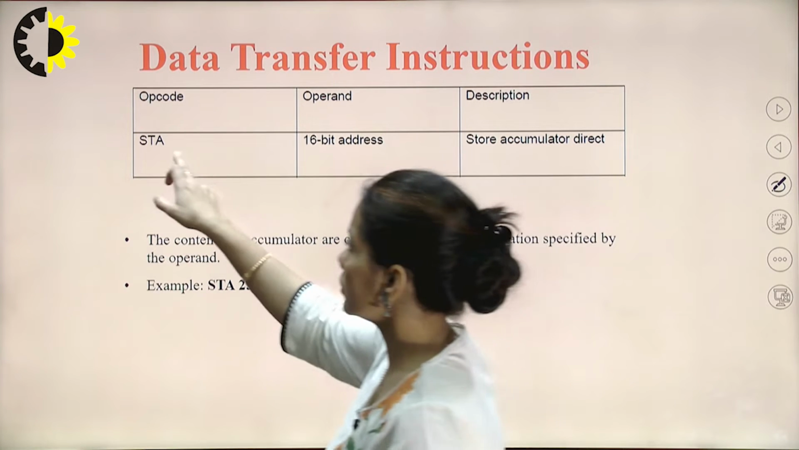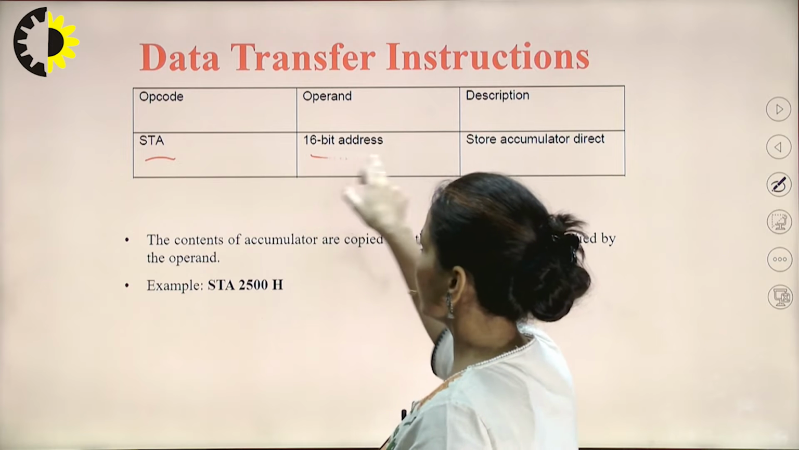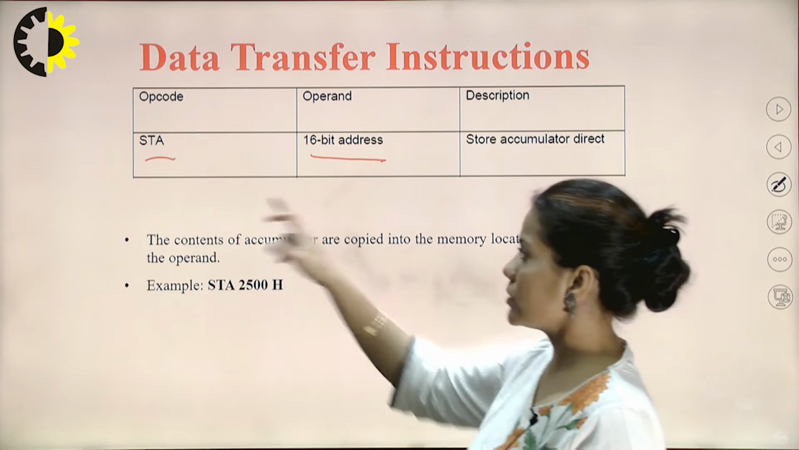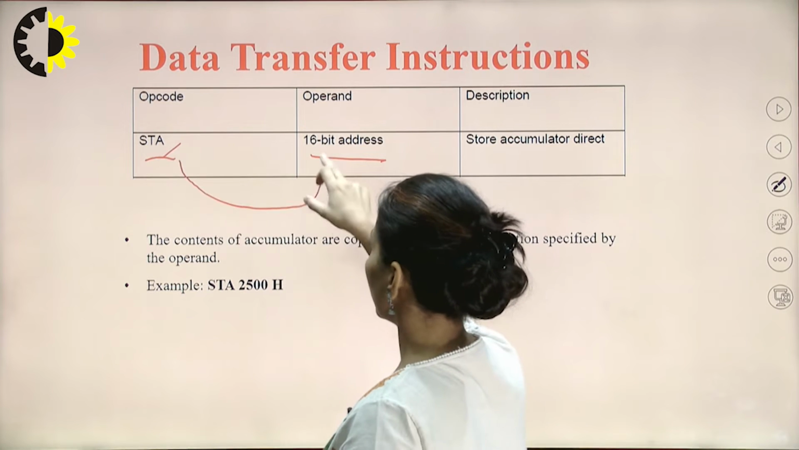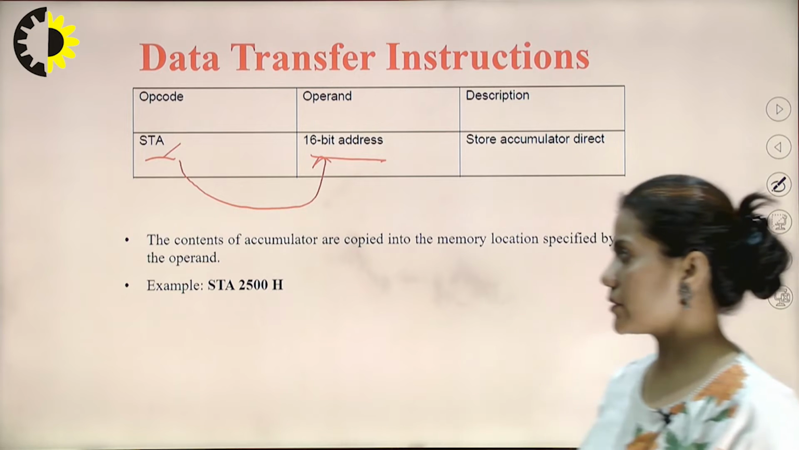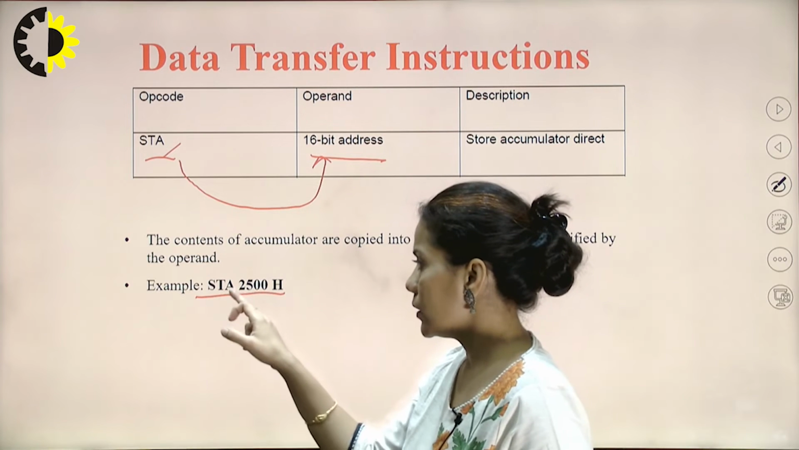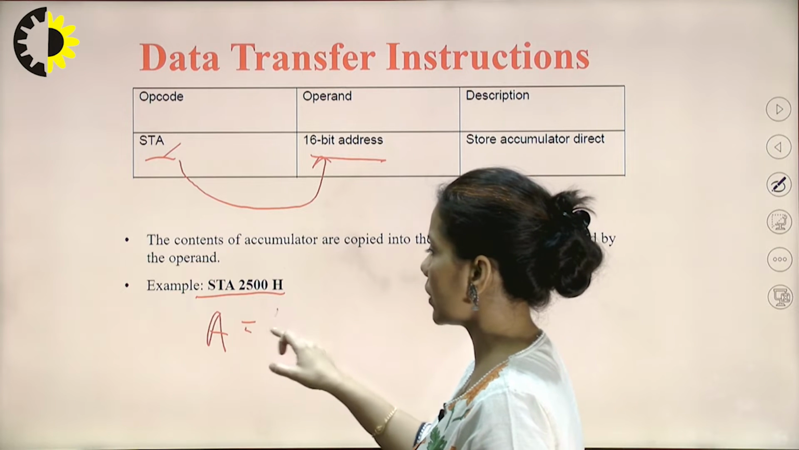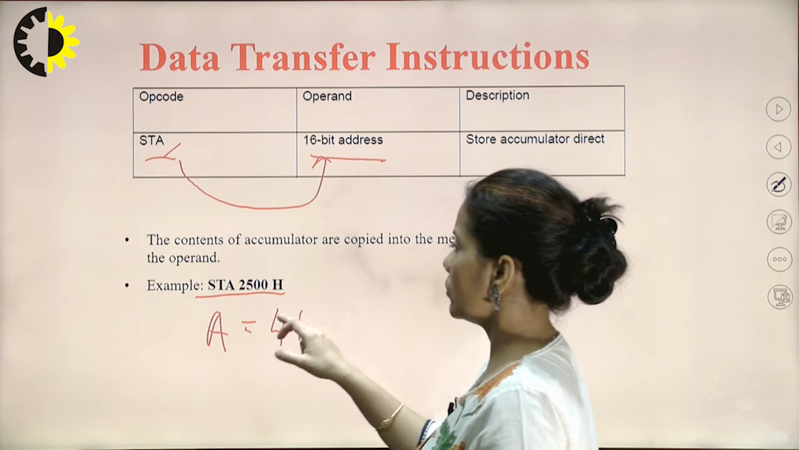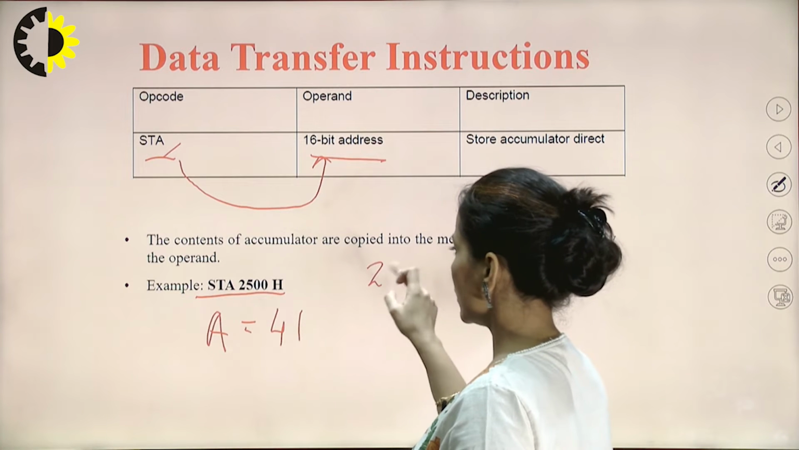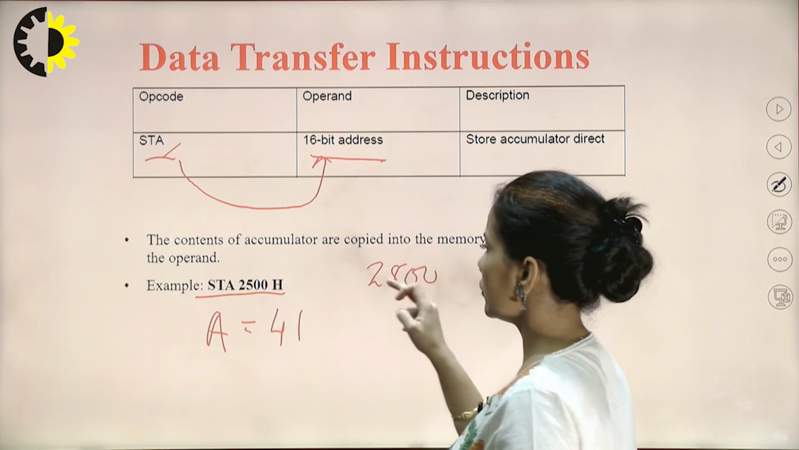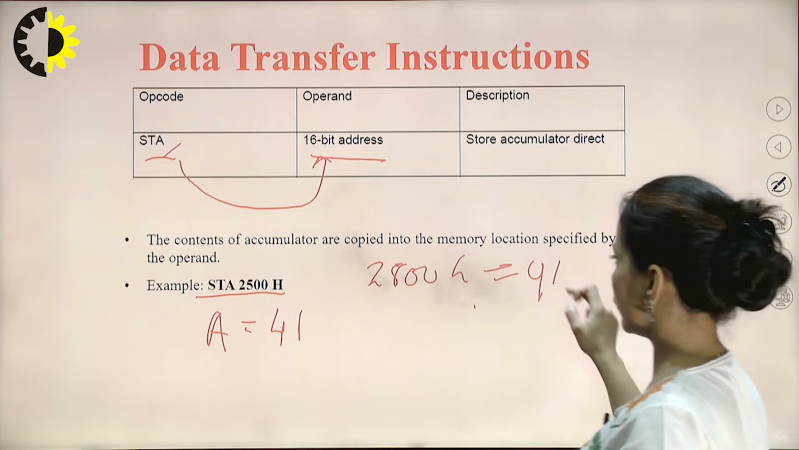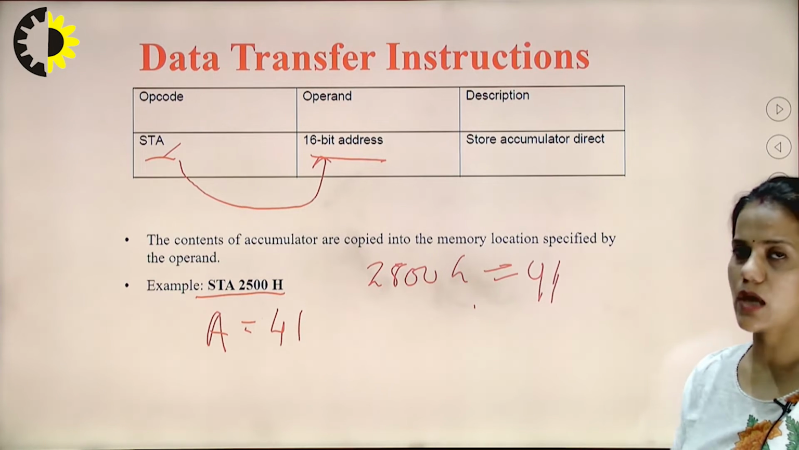STA, that is store the value of the accumulator into the address mentioned in the operand. So the contents of the accumulator will be stored at this address location. In this example, suppose the contents of the accumulator before the execution of this instruction are 41. Now after the execution of this instruction, the contents of the memory location 2500H will be 41. So this is what is happening in this instruction.